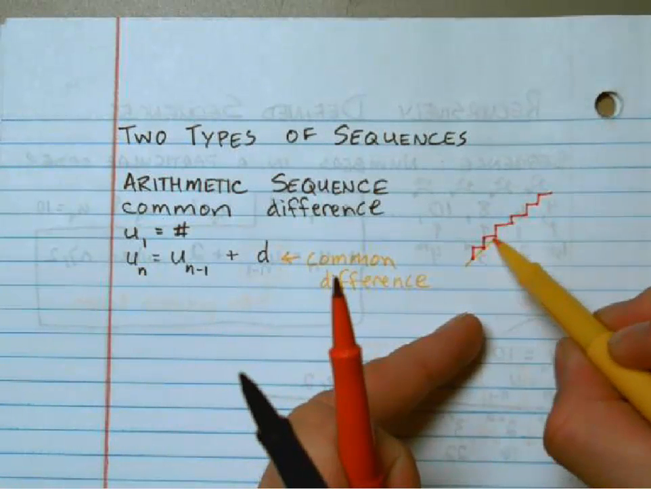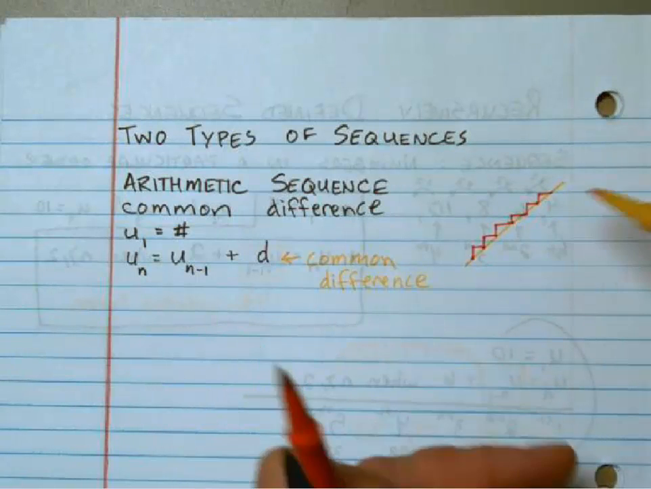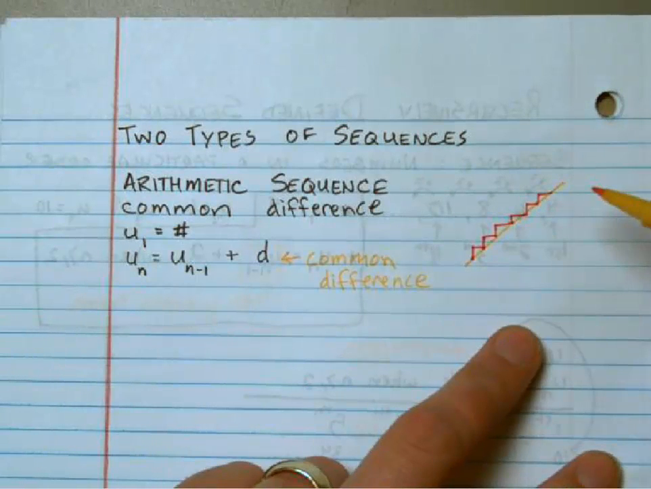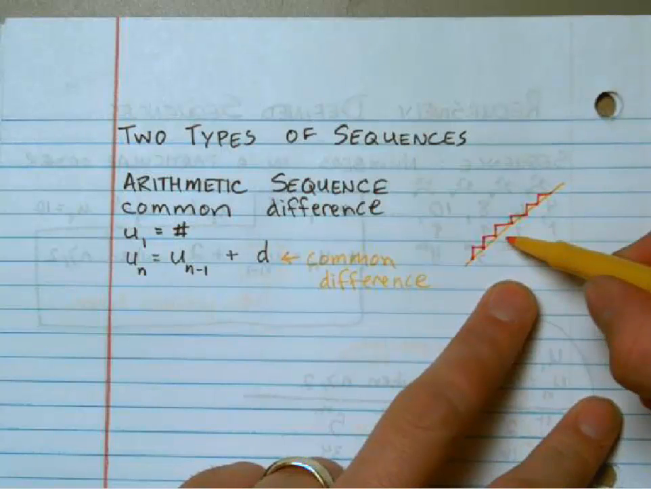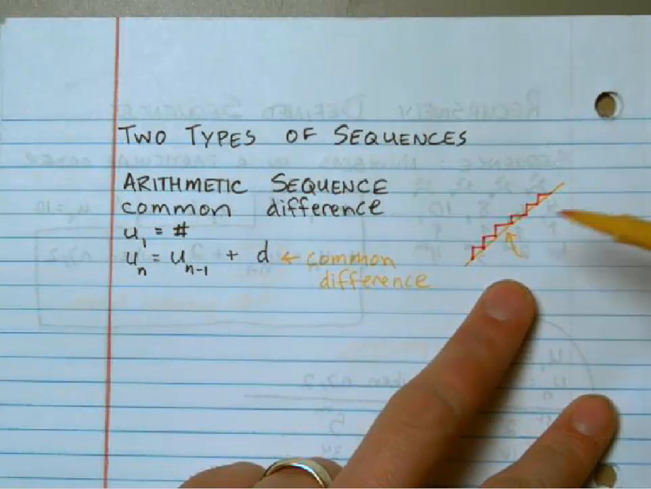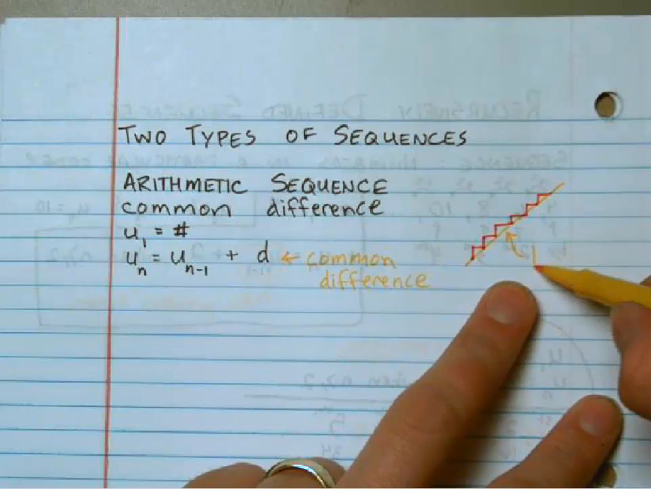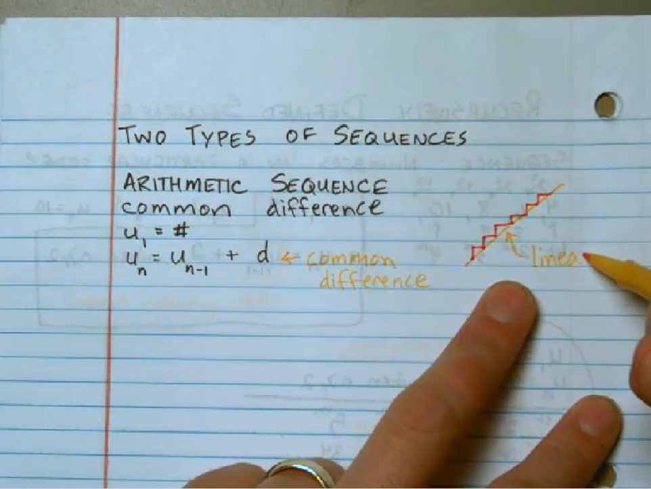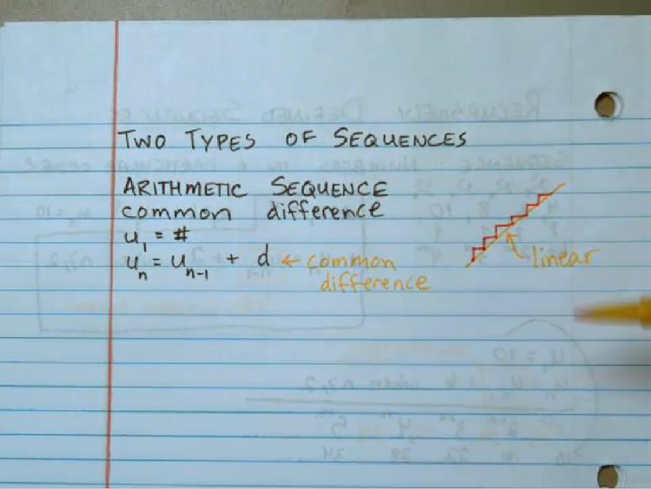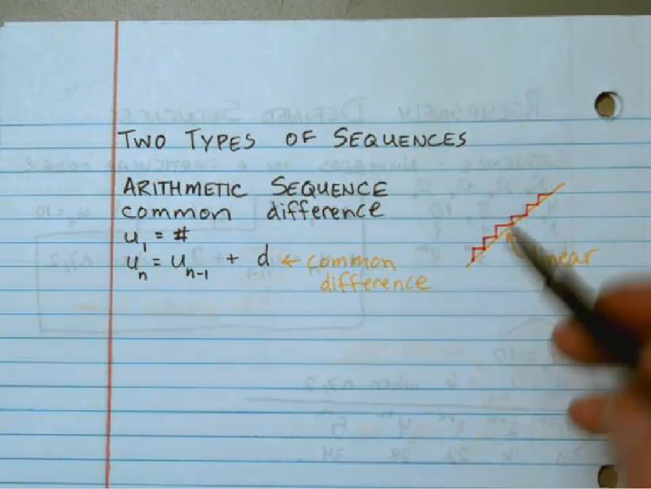If you were to draw a line through those dots, or a curve through those dots, you would have a line. What did we call equations that gave us a line in Algebra 1? Oh yeah, those were called linear. Arithmetic sequences give us numbers that are linear. They all go in a line. That's the first type of sequence.